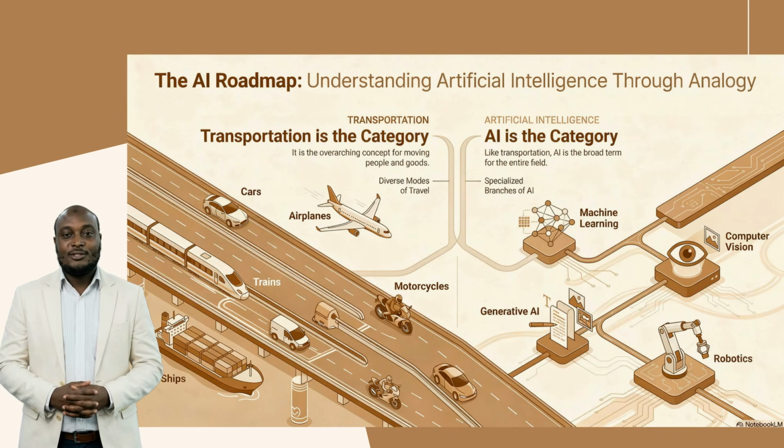A useful analogy is transportation. Transportation is the category. Cars, trains, ships, and airplanes are different ways of moving people. Artificial intelligence works exactly the same way. AI is the category. Machine learning, computer vision, and generative AI are different branches of AI designed for different purposes.